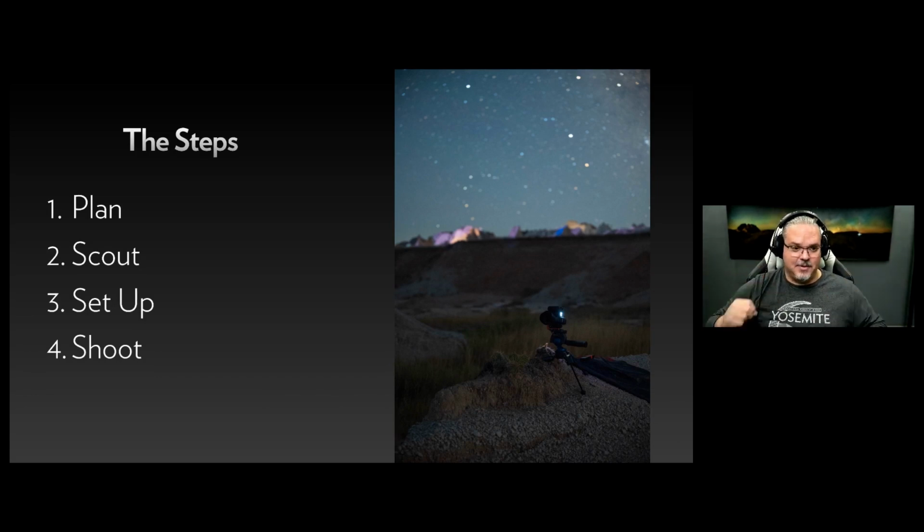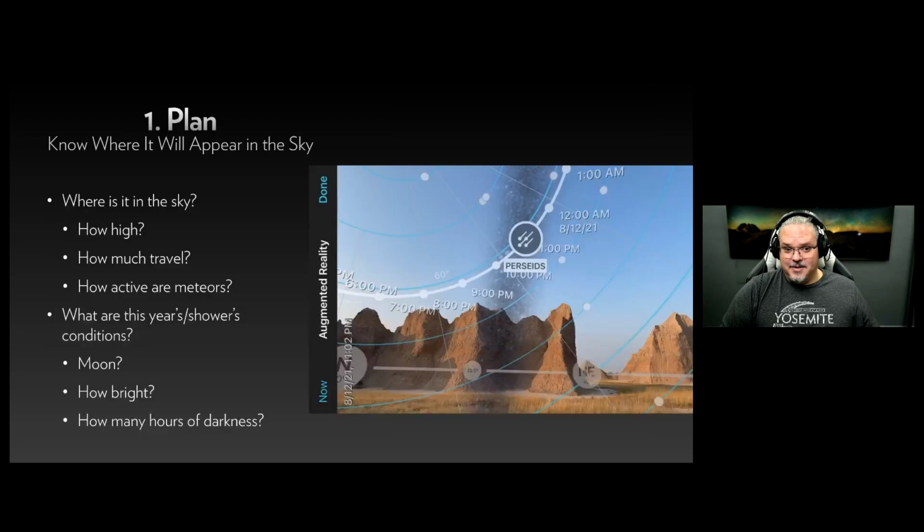Baby steps, right? So the first thing that we're going to do is we're going to plan. And after we've made a plan, we're going to go scout in person. And then when it comes time to actually be there on the day, I'm going to teach you how to set up and then how to shoot it. So the 4 steps are kind of easy, but we're going to get into the details.